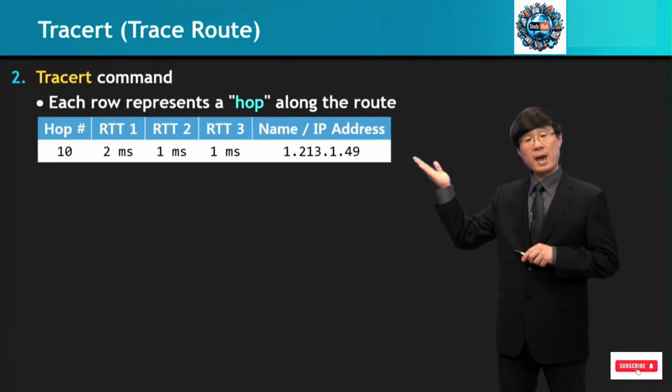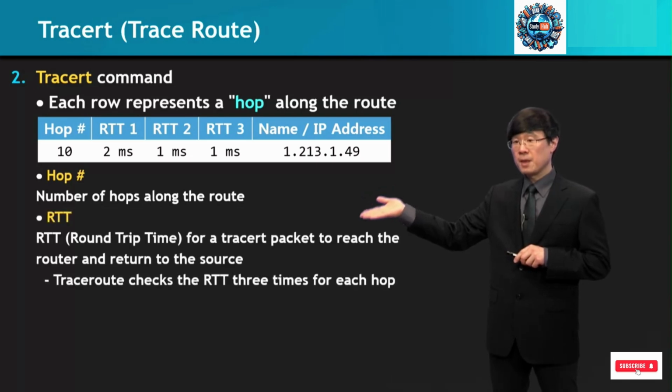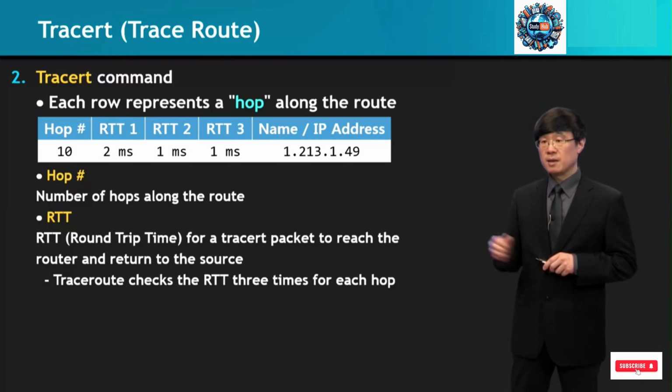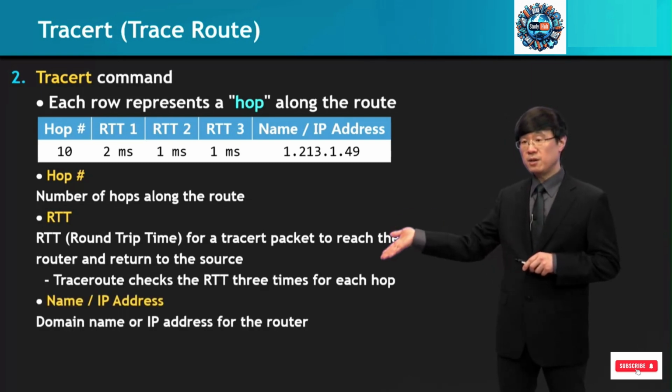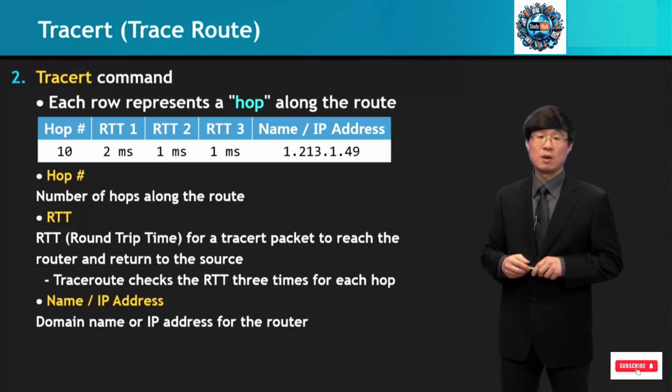Now, what happens? Well, this is the type of information that you can obtain. First, each row represents a hop along the route, and the hop number shows the number of hops along the route. Then the RTT shows the round trip time, and traceroute checks the round trip time 3 times for each hop. Then there's the name/IP address, which is the domain name or IP address of the router.